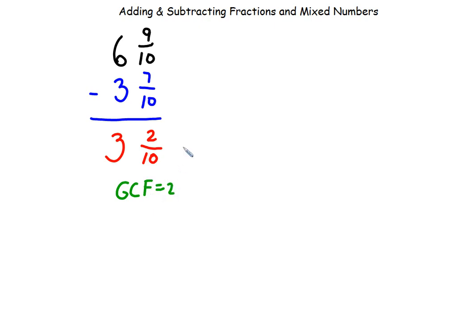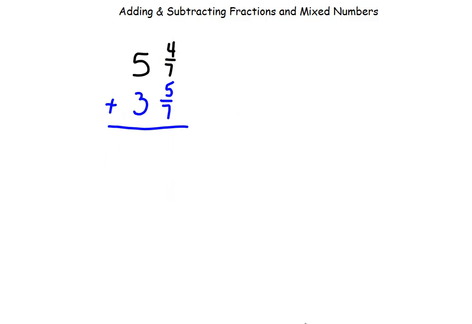We're going to go ahead and divide both the numerator and the denominator by that GCF. And our answer should be, carry the whole number over, 3 and 2 divided by 2 equals 1, and 10 divided by 2 equals 5. And there you have it. 3 and 1/5 is the answer to 6 and 9/10 take away 3 and 7/10.